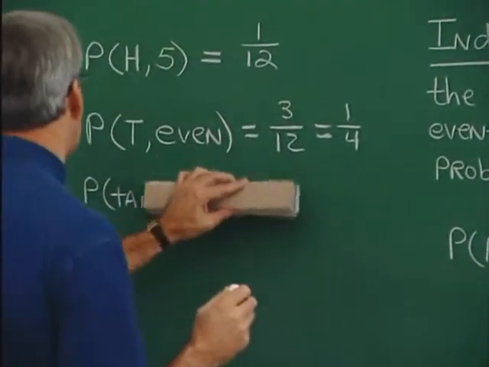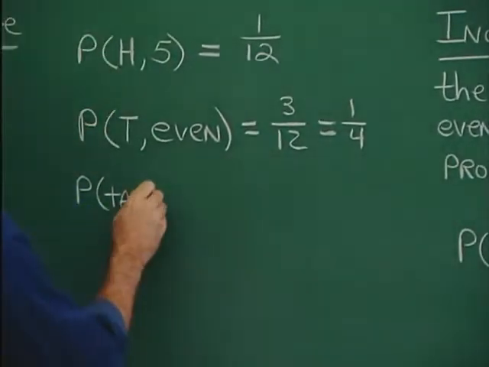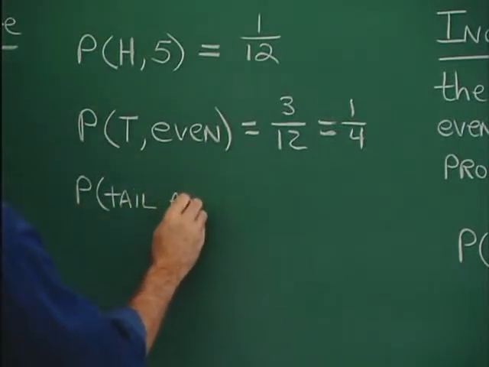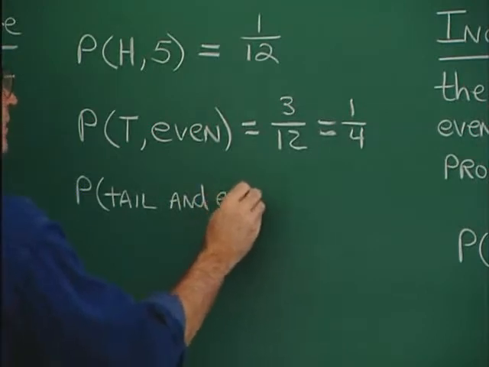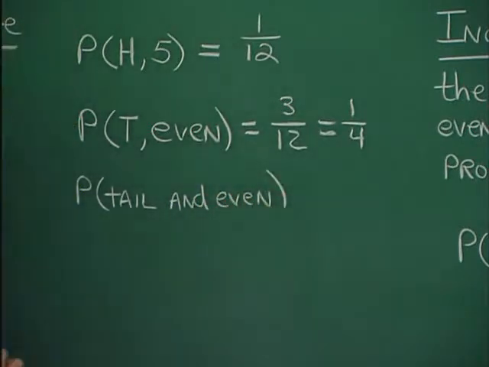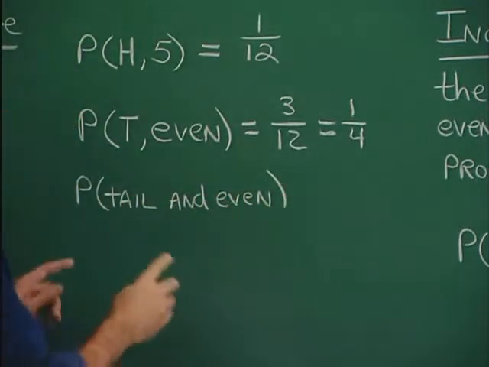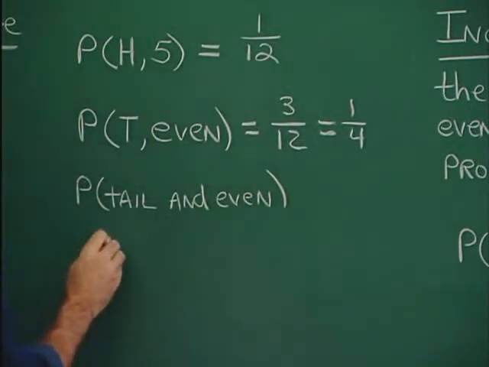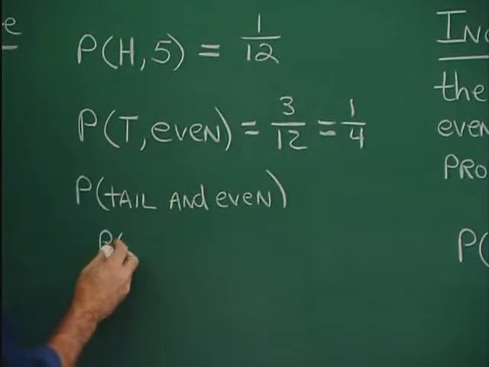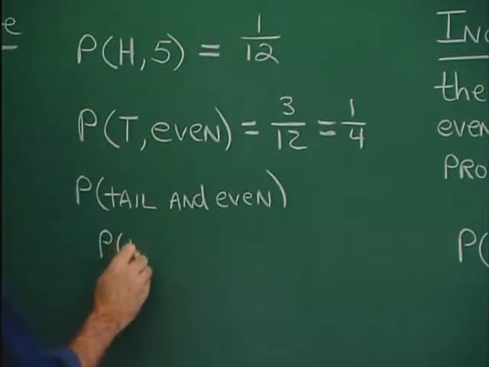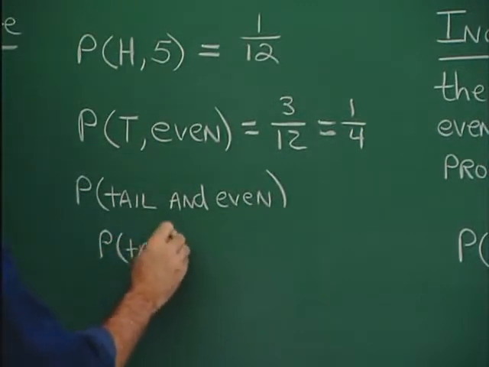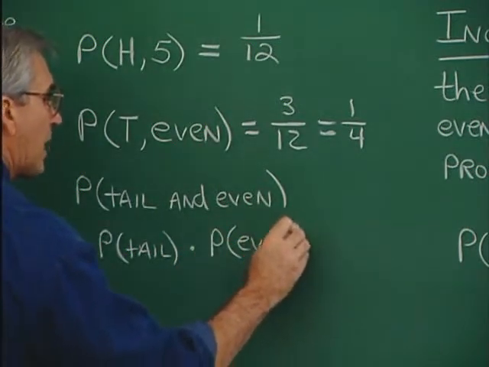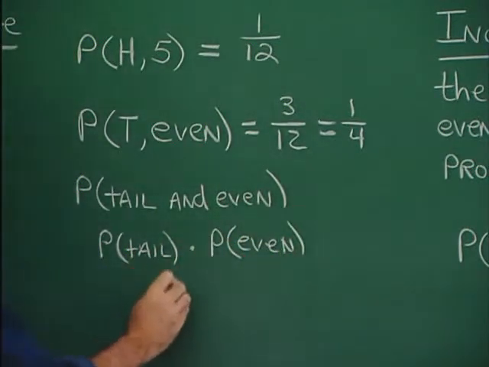Well, let me write it like this with the "and" word in here, because that's usually the way we start. The probability of tail and even, you see, would be maybe the way we would start. And then we would evaluate whether or not we have independent events. We do here, so we would think, okay, we can calculate this by writing probability of tail times probability of even. Now, the probability of a tail in tossing a coin is 1/2.